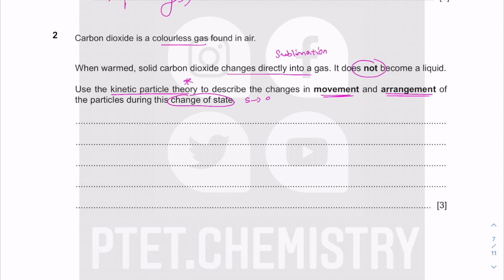Be very careful when you read the question. There's solid to gas, so describe the solid first. So movement. What can I say about the movement? Solid particles vibrate about their fixed position. So fairly straightforward there. The key term is really they cannot move randomly. They only vibrate about their fixed position.